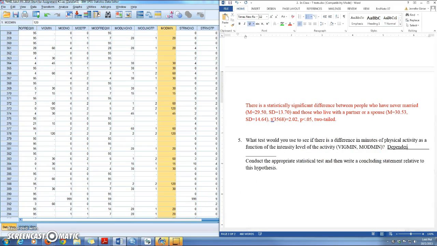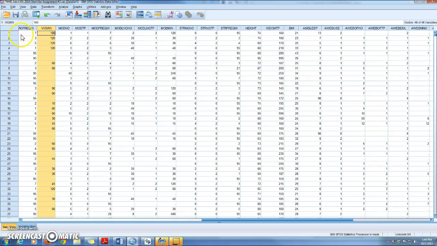Okay, so now, this test is the first one we've had that is actually a dependent samples t-test. And the reason it's a dependent samples t-test is because we've got this information about minutes of physical activity at these different intensity levels for the same people. So I've got moderate minutes and I've got vigorous minutes for the same person, going across this way. Subject number 1 here has 180 vigorous minutes, 120 moderate minutes. So I've got data on the same people.